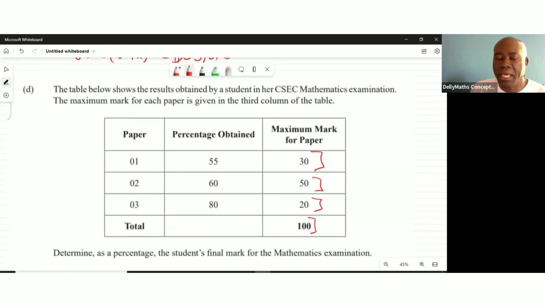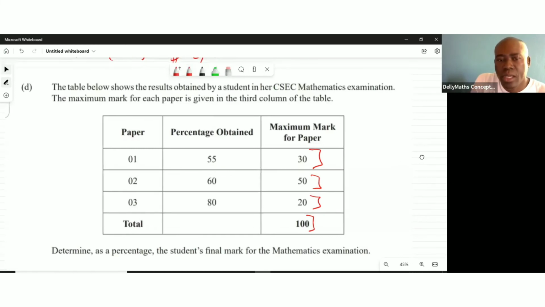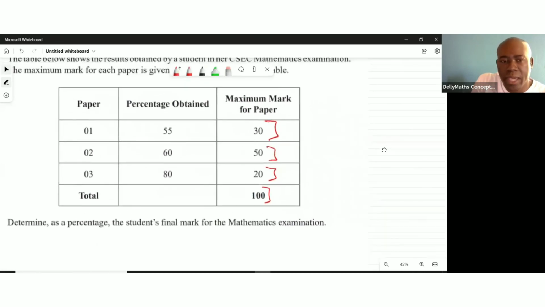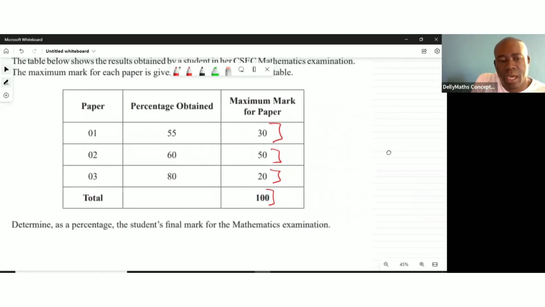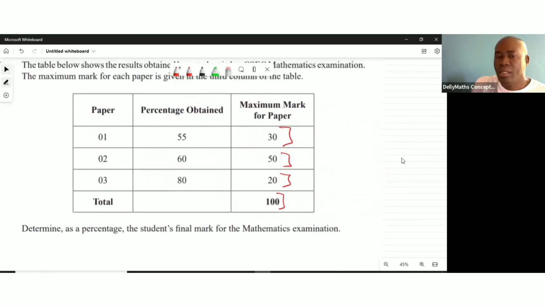So what this is saying then, the percentage obtained out of that 30 was a 55, and then out of 50 was 60, and out of 20 was 80. So there are a number of ways we could work this out. So what we can do here is look at what the question wants. Determine as a percentage the student's final mark for the exam. Now, percentage is out of 100. So as long as I find the value here and add it, it will be as a percentage because it's from a total of 100 already.